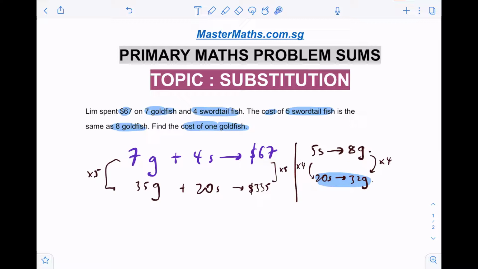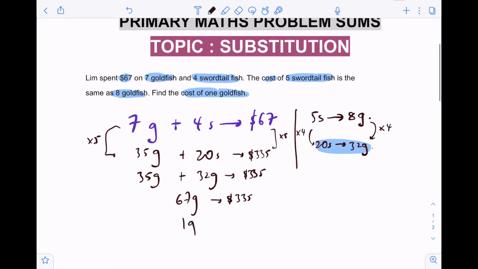Okay, so these 20 swordtails, we replace it with 32 goldfish. So 35 goldfish plus another 32 goldfish will cost $335, which means 67 goldfish will cost $335. We can find the cost of 1 goldfish.